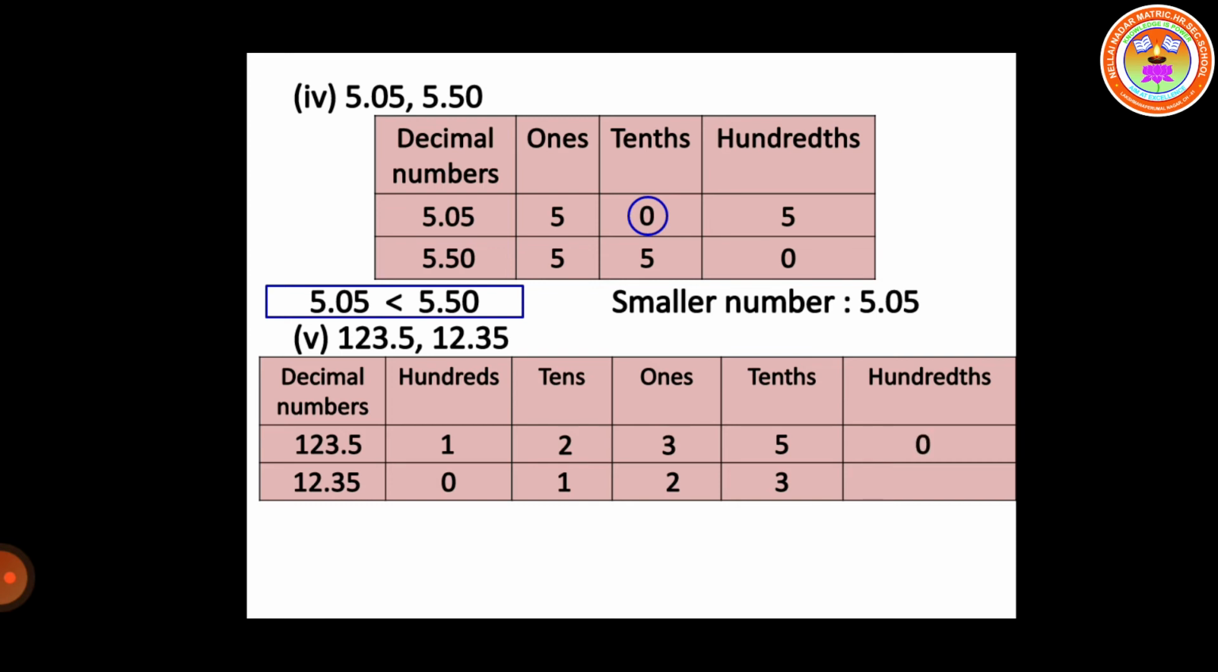And next one, 5. So by seeing the hundreds place value 1 and 0, which one is smaller? 0. Therefore the smaller number is 12.35. So 123.5 is greater than 12.35. Therefore the smaller number is 12.35. Let us move to the next one.